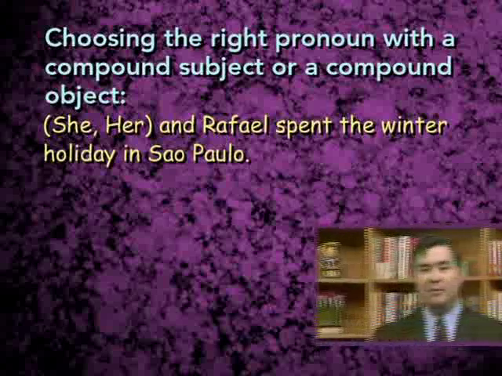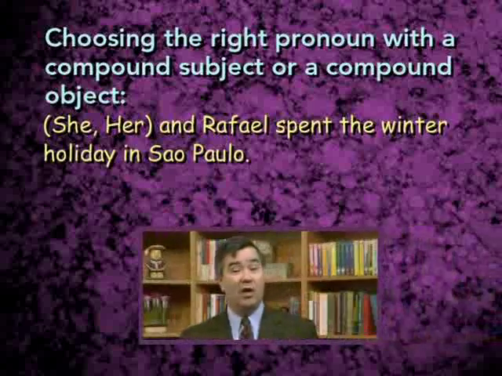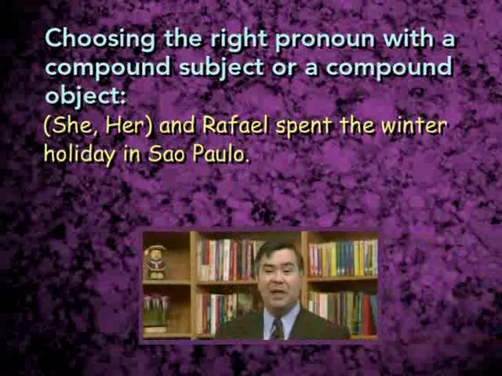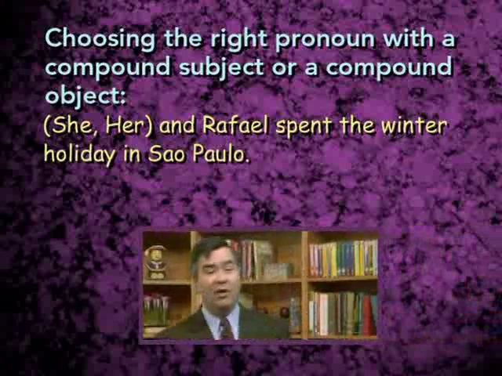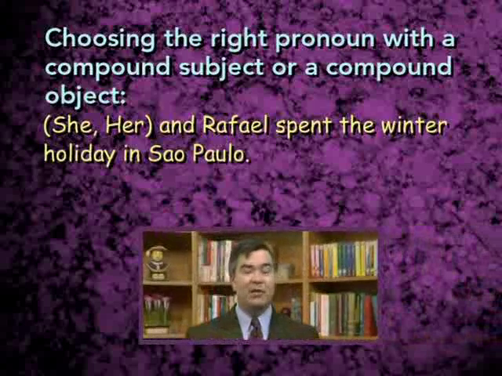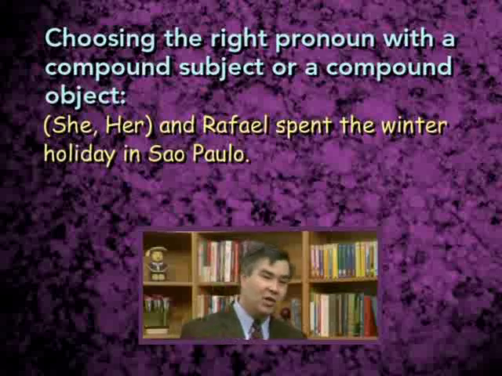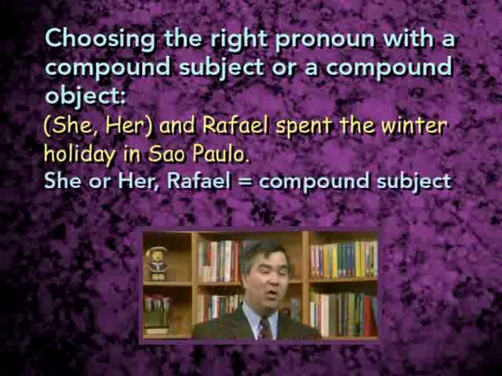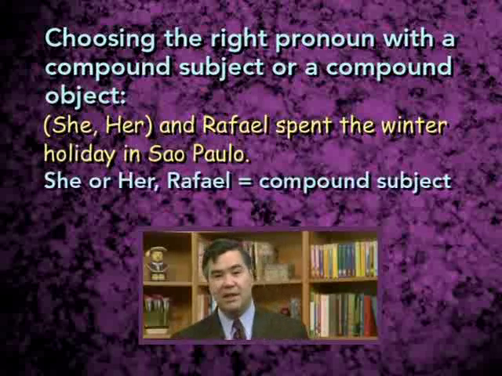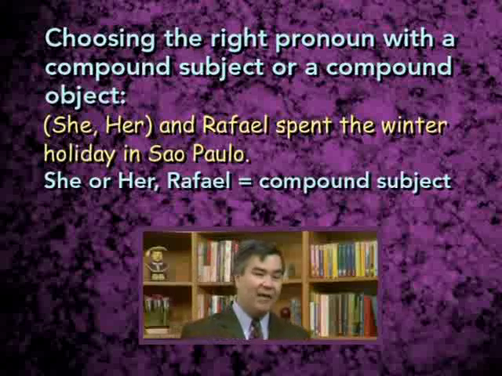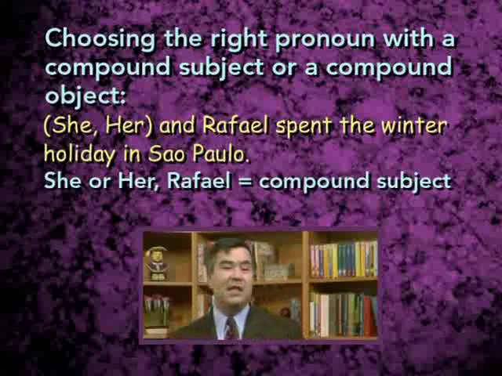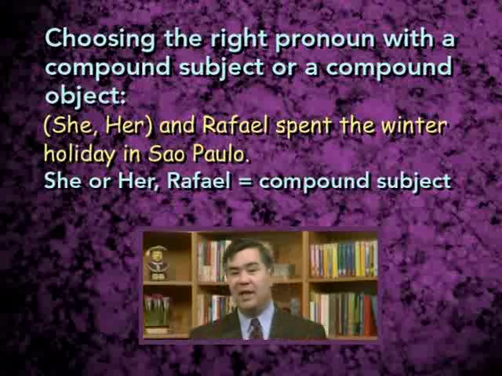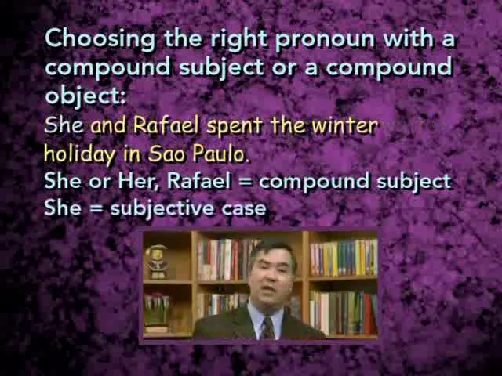Here's an example. She or her and Raphael spent the winter holiday in Sao Paulo. Here we have a compound subject of the sentence. There are two people who spent the winter holiday in Sao Paulo. She or her is one of the subjects. Raphael is the other. Since we have a compound subject, the pronoun should be in the subjective case. Therefore, she would be correct.